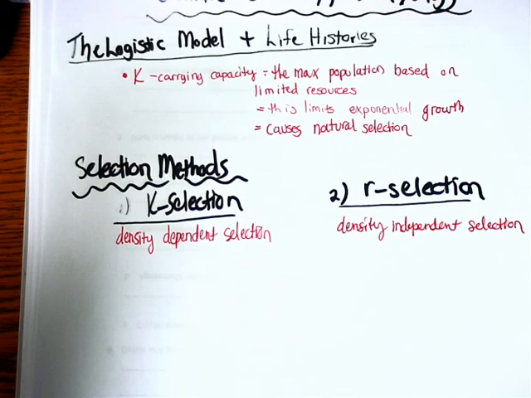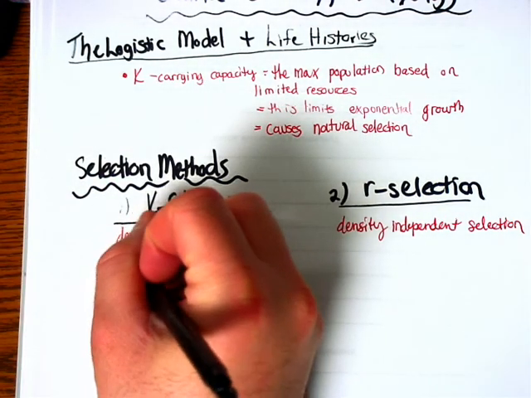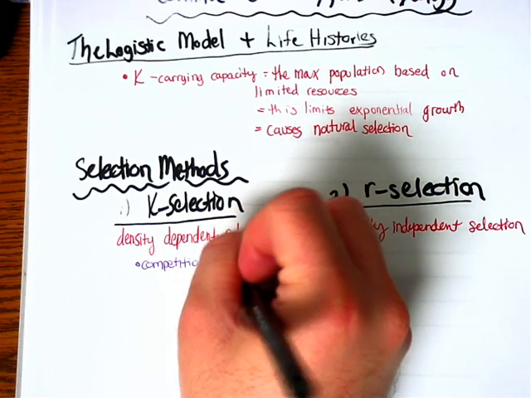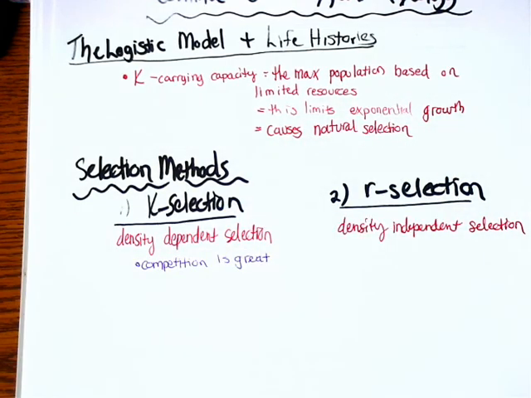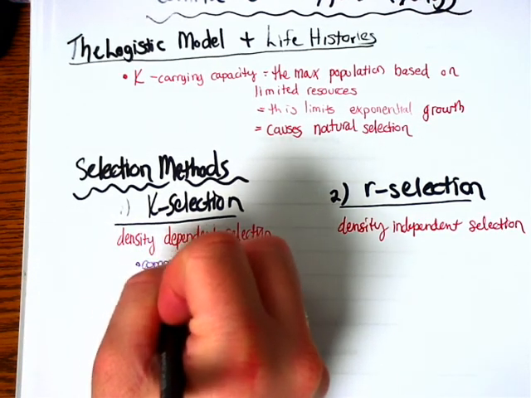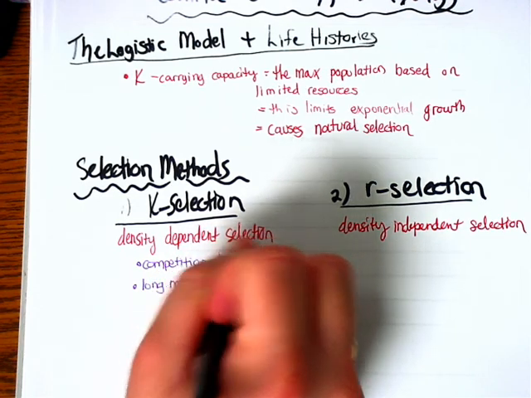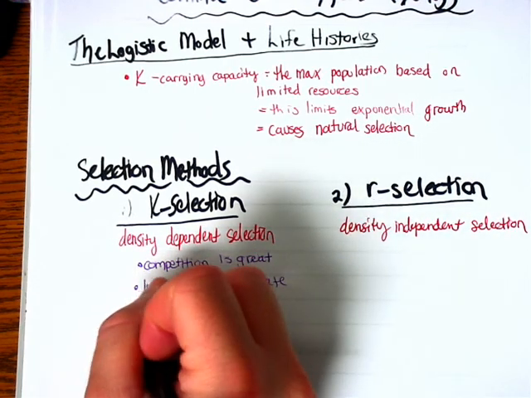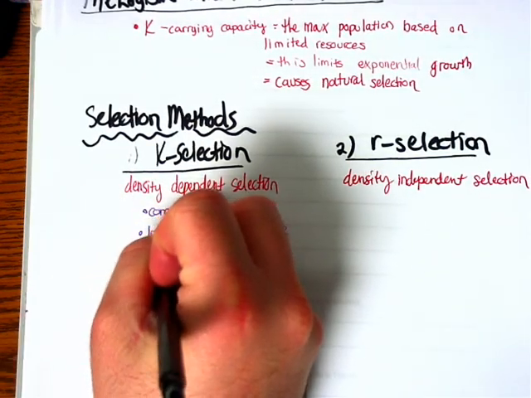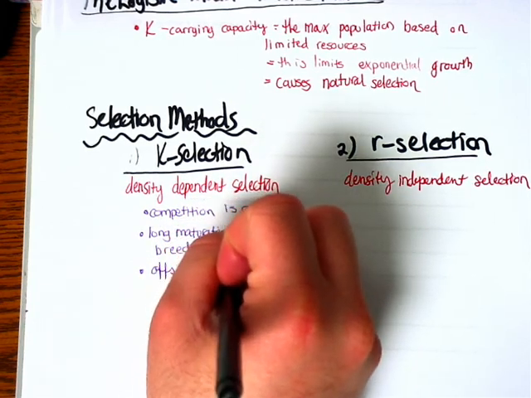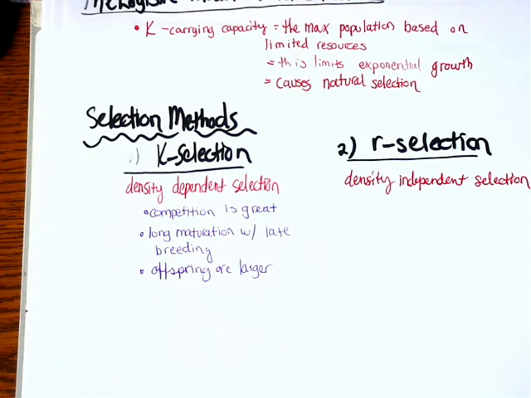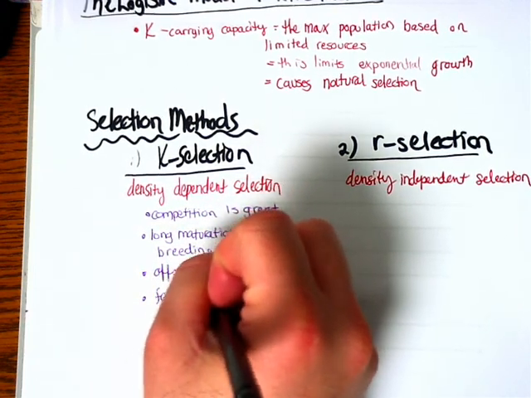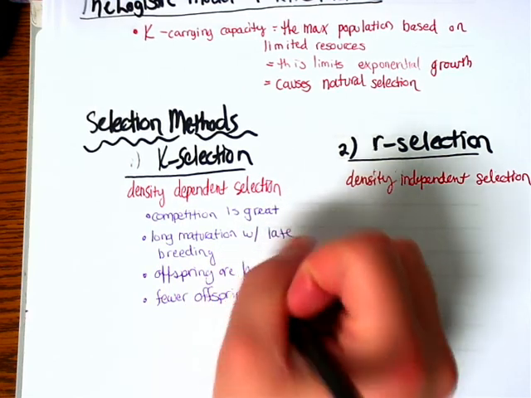Now there's some facts that we should note for each type. So for K-selected species, typically it works out that there's a great amount of competition. So there's a large amount of competition. There's a long maturation time, with typically late breeding. When the offspring are birthed, the offspring are typically larger. And there's typically fewer offspring, but much more parental support.